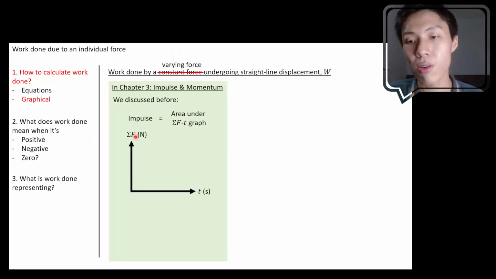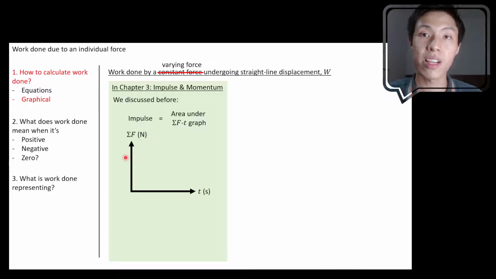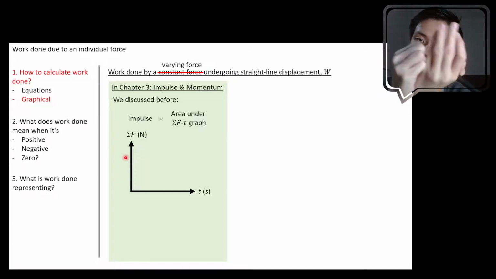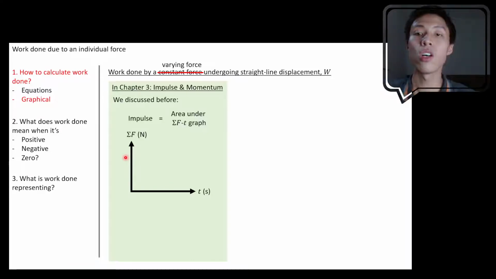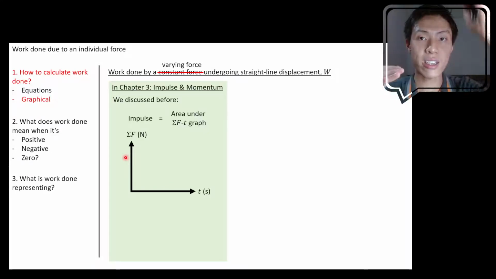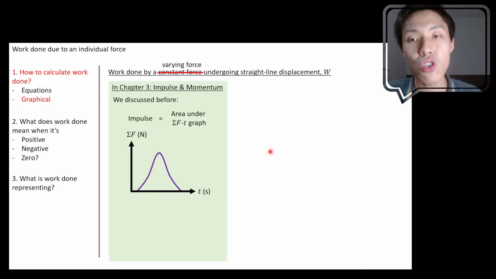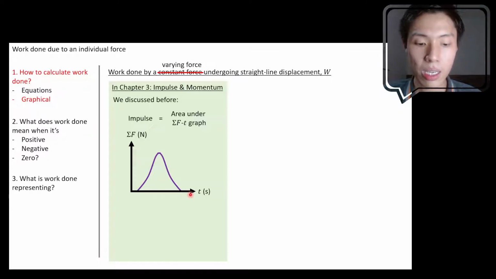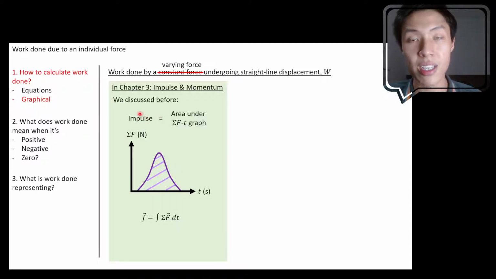So if we plot our net force against time graph, in chapter 3, most of the time, the net force is not constant with time. Let's say you hit a baseball with a bat: you touch it softly, then hard, then the ball leaves you. So the force spikes then goes to 0. Usually in some kind of collision, the net force acting on an object is in a shape like this. But if you are able to determine the area under this graph, then this area here will be representing the impulse.